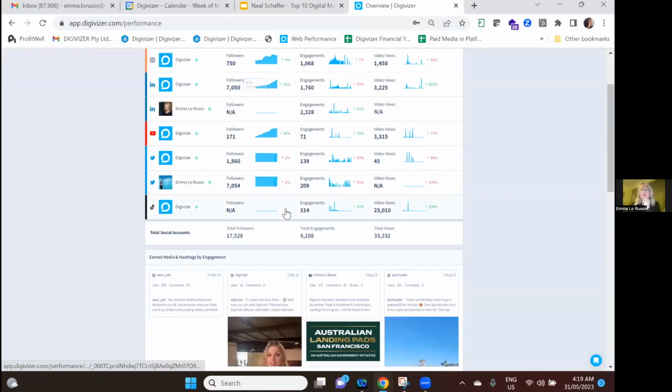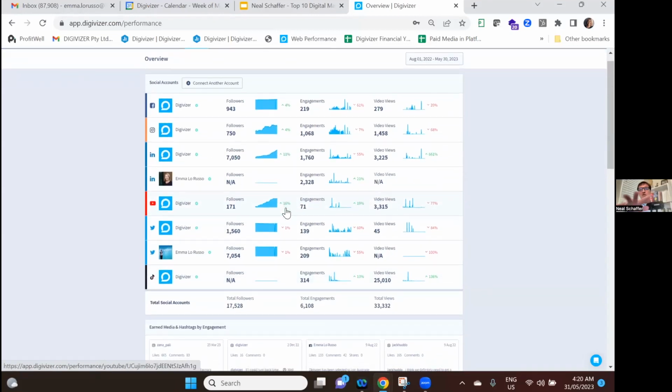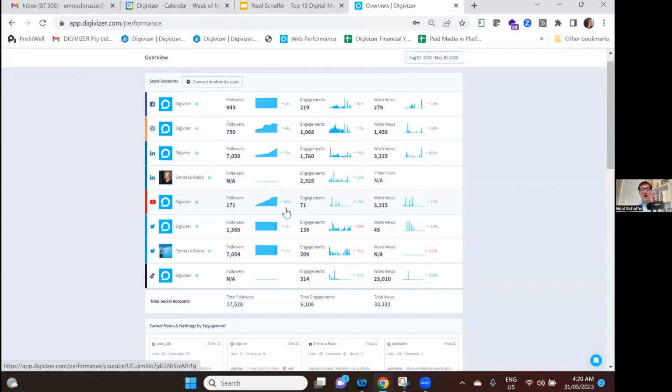When you're able to see everything in real time in this way, this is really the first secret to unlocking all the insights.